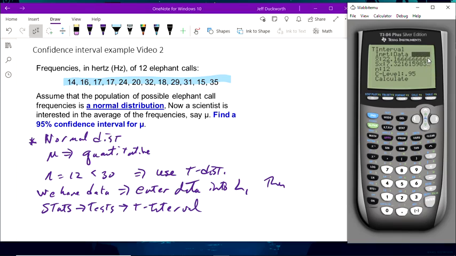Now, we don't have stats. We could get stats and put it in like that, but we've got the data entered, so we might as well just arrow over and hit enter for data. It wants the list. They're in list 1. We don't need to change that. Frequency remains 1. The confidence level, they want a 95% confidence level, so we use 0.95. And then we calculate.